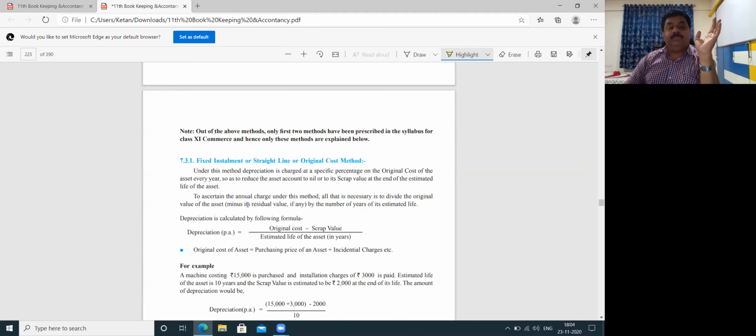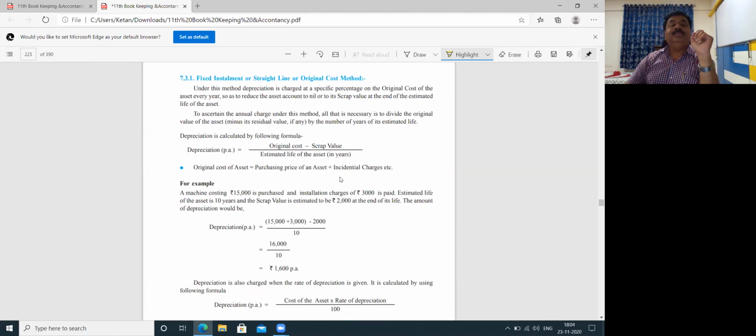Now note that out of the above methods, only the first two methods have been prescribed in the syllabus for your 11th commerce, and hence only these methods are explained below. चला आता ही मेथड आपण बघूया. Fixed installment or straight line or original cost method.